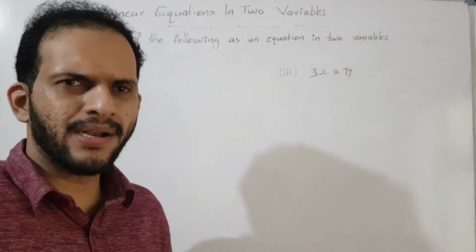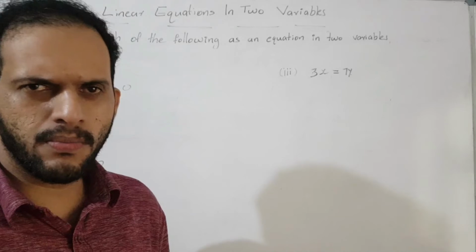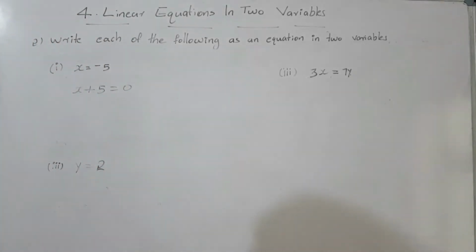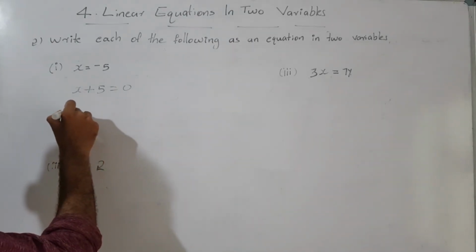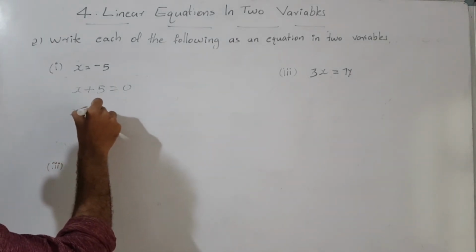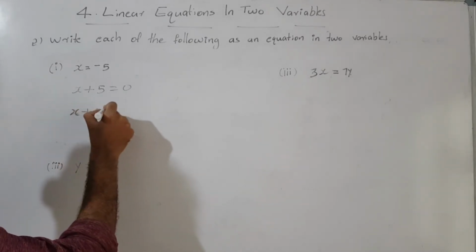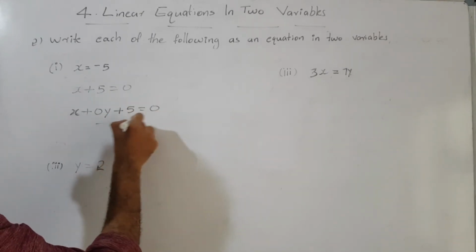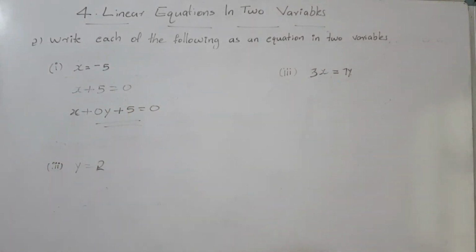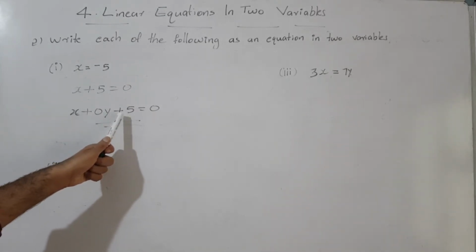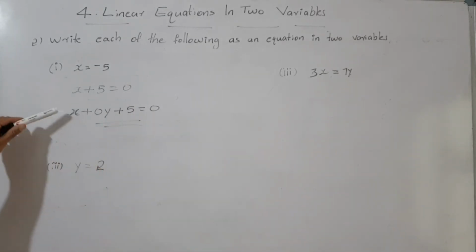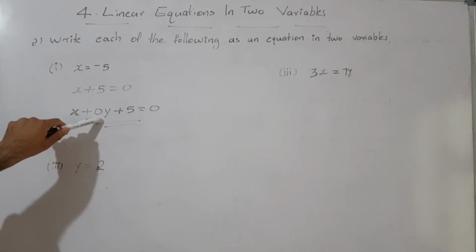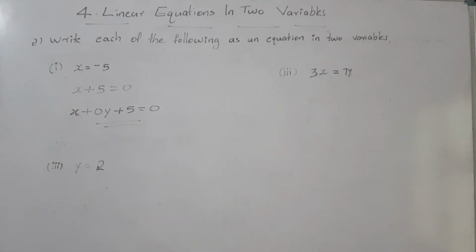Correct? We are not seeing the y term. There is no y term in this equation, which means for making it the general form, we add 0y. There is no y term here, so we add 0y. Then x plus 0y plus 5 is equal to 0. Now this one is in the form of ax plus by plus c is equal to 0. What is the value of a? The value of a is equal to 1. What is the value of b? B is equal to 0. What is c? C is 5.